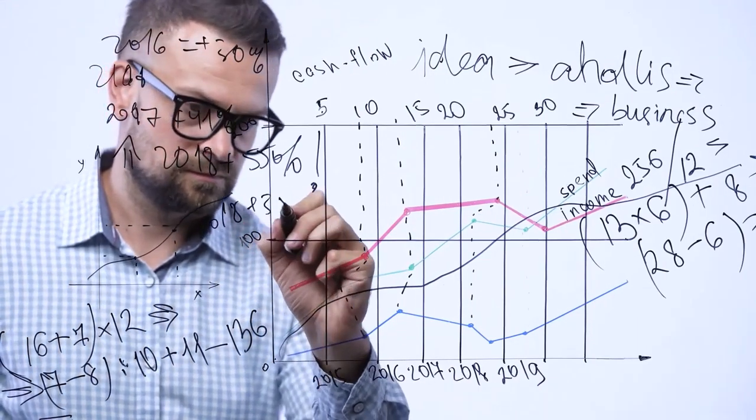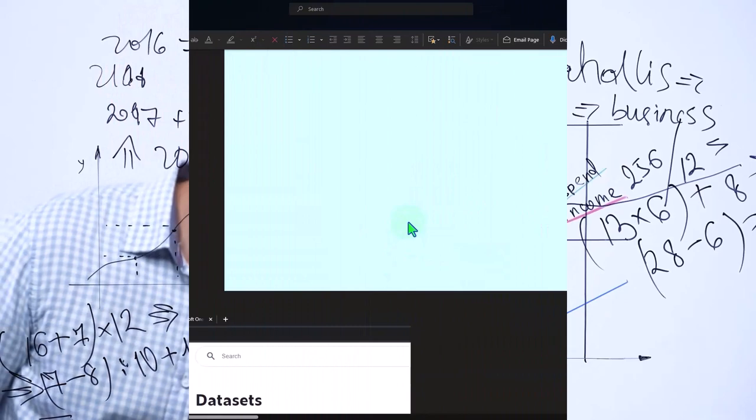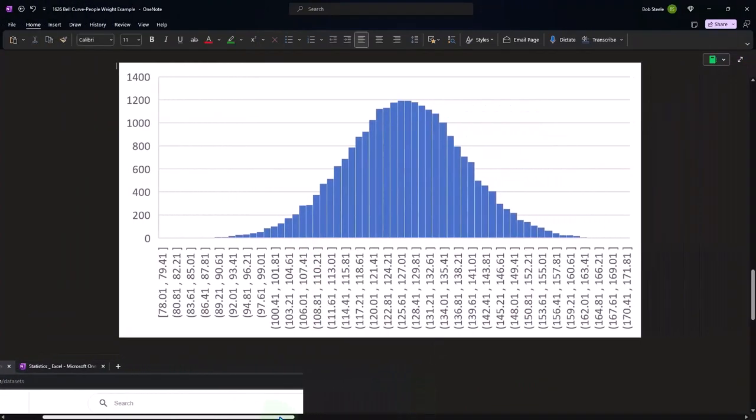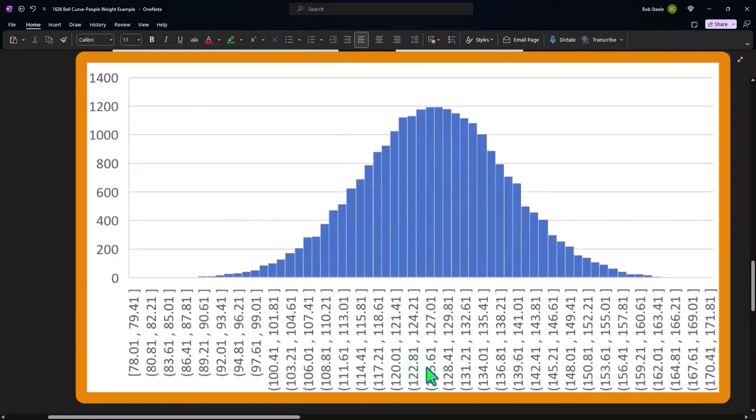So if we were to plot this, I think I plotted this down here, it looks like this. So this is a histogram. We have that middle point over here, and you can see that it doesn't look like a smooth curve because it's still a histogram, but because we have a lot more data, it's looking a lot more bell-shaped than some of our other curves.